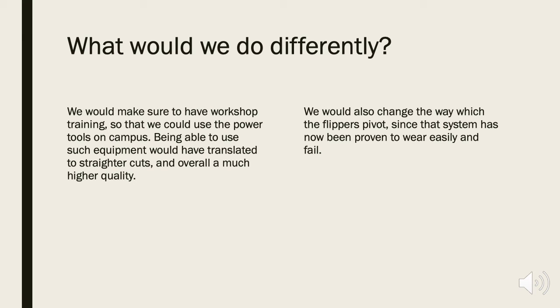What would we do differently? If we were to complete the assignment again, we would make sure to have workshop training so that we could use the power tools on campus. Being able to use such equipment would have translated to straighter cuts and overall a much higher quality. We would also change the way which the flippers pivot, since that system has now been proven to wear easily and fail.